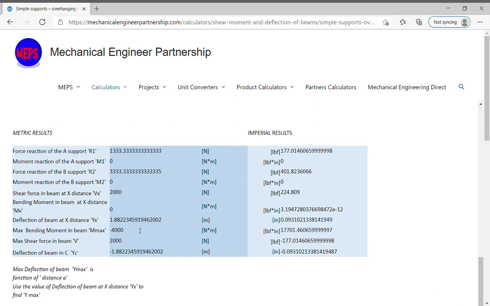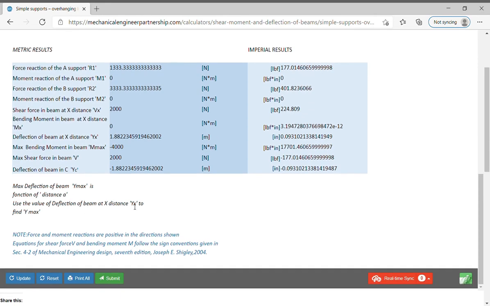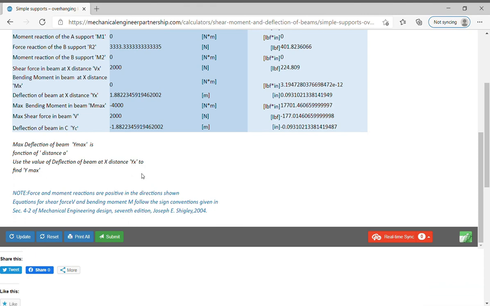as I related in the preceding paragraph. Max deflection of beam Y max is a function of distance, and you can obtain the value by testing for several values of x coordinate. Maximum values of shear, bending moment, and deflection are generally used for dimensioning a beam. Similar calculation in imperial units, data, and results.